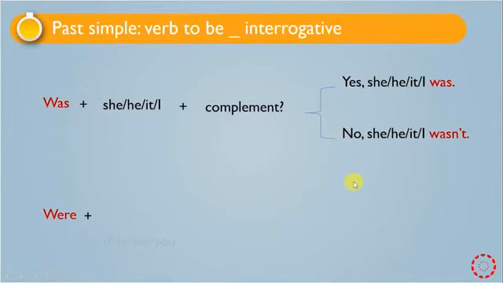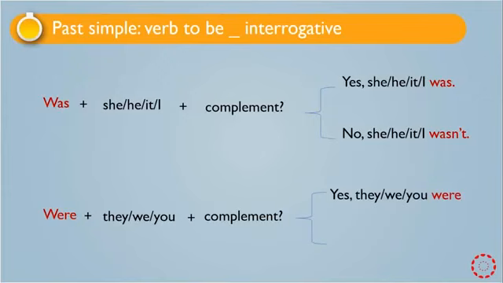Were plus the subjects they, we or you, plus complement, and the answer will be yes, subject were, they, we, you, or no, subject weren't. The subject should be they, we, or you.